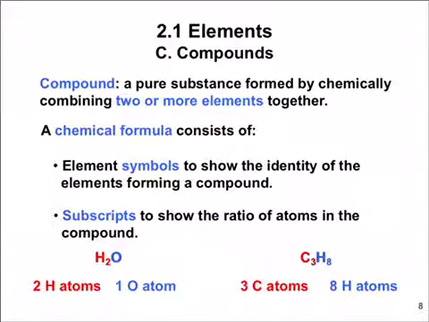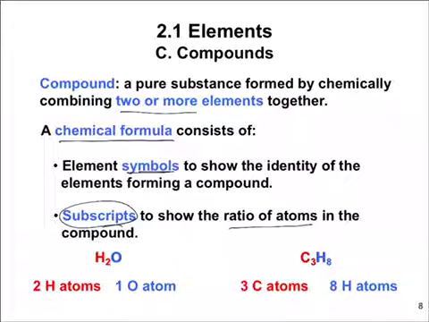Compounds are formed when we take 2 elements and chemically combine them together. Okay? 2 or more elements, I should say. And a chemical formula consists of the element symbols that we use to show the identity of the atoms present in the compound. We also show the ratio of atoms in the compound using subscripts to show us the number.